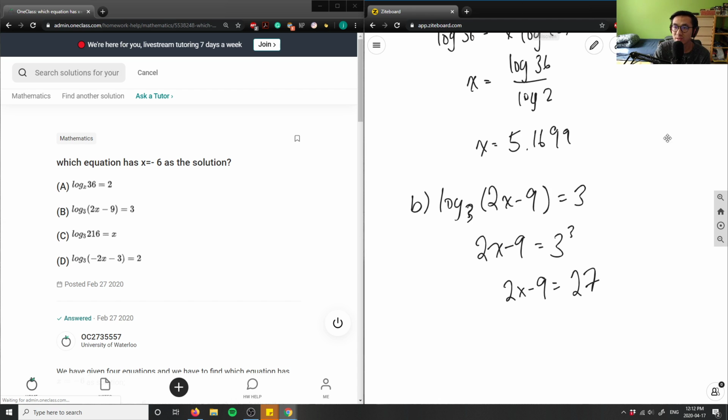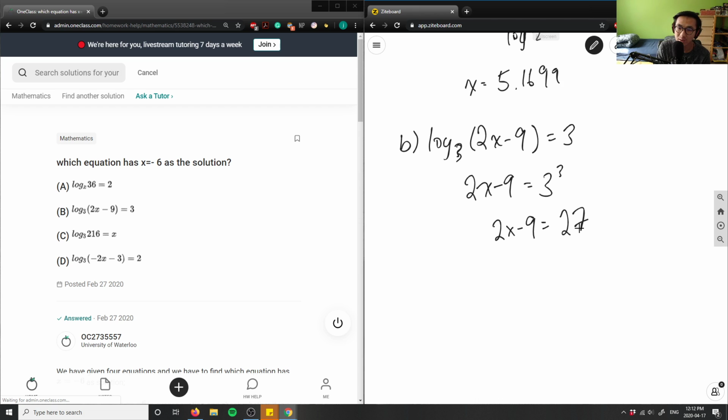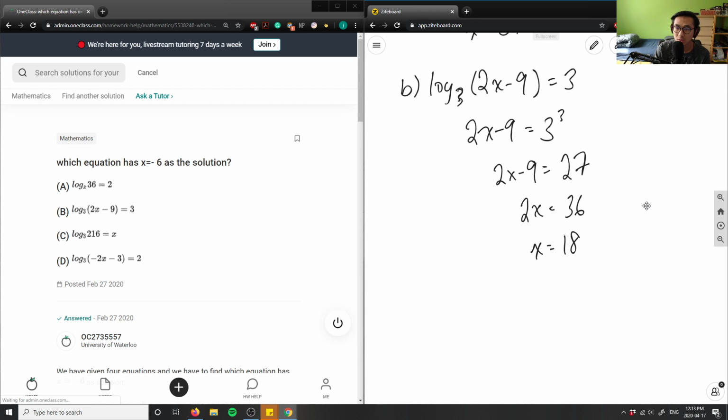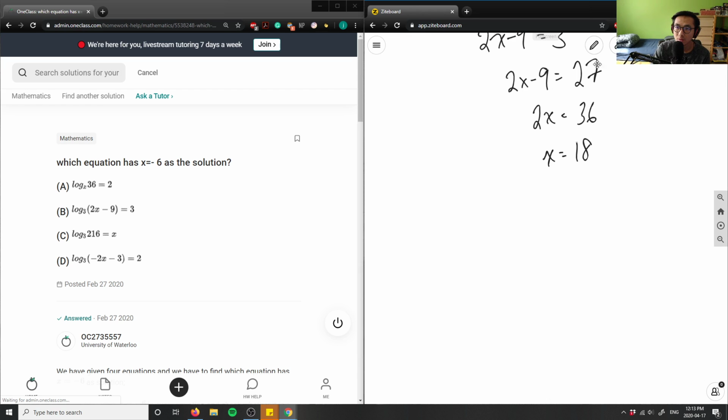And then I simply just solve this as an algebraic expression, right? So I'm going to move minus 9 to the other side, so I'm going to add positive 9 to both sides. So 27 plus 9 here is 36. Then I divide both sides by 2. X here equals 18. So B also does not have it as a solution. So let me look at C now.